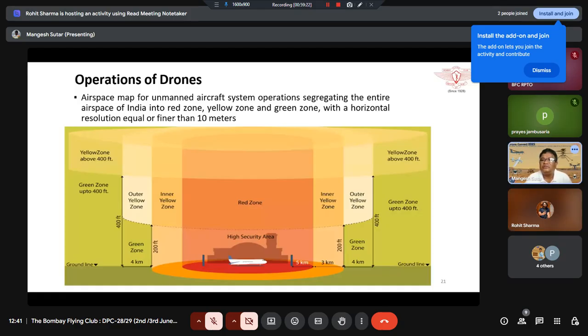Any other questions? Because I have not spoken about the approvals and the authorization, where you can't fly the drones. I'll talk about it. Any other questions you have on the red zone, yellow zone, green zone? Are we clear on the demarcation?